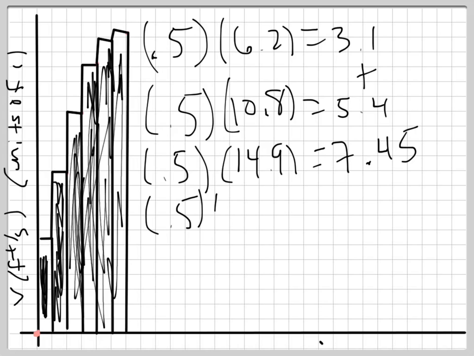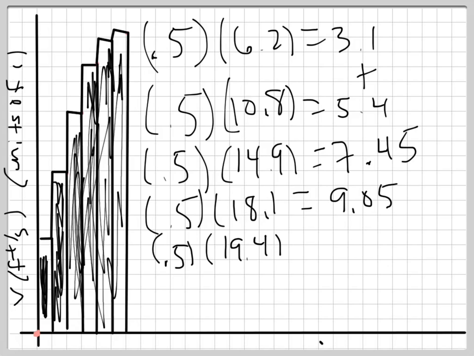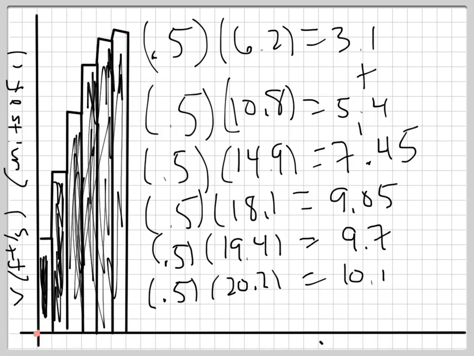And then we had 18.1. So that's 9.05. And then we had 19.4. And that would give us 9.7. And then lastly, we use 20.2. That's 10.1. So now I just add all these numbers. And here we get 44.8 feet. And so that is the upper estimate because I use the right-hand sums, right?